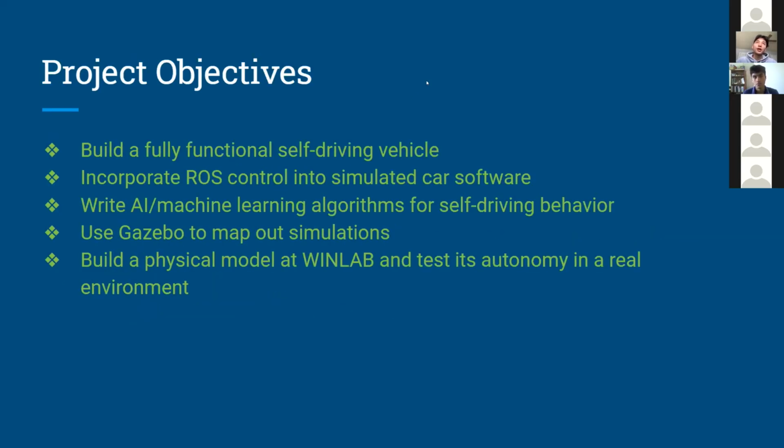So our objectives for this project include building a fully functional self-driving vehicle, incorporating ROS control and packages into a simulated self-driving model in Gazebo, and writing machine learning algorithms and building a neural network to properly train our car to be autonomous, and use Gazebo to test our simulated model to run them in a digital environment, and build a physical model at WinLab and test its autonomy in a real environment. Next slide, please.